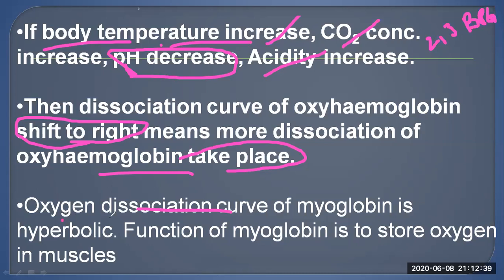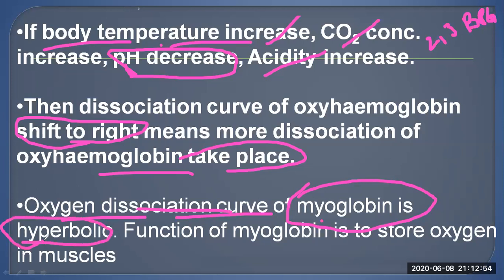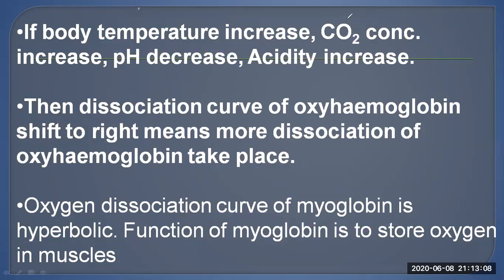Next is the oxygen dissociation curve of myoglobin. We will see the difference between myoglobin and hemoglobin later. In the case of myoglobin, it forms a hyperbolic curve with the oxygen molecule. And hemoglobin is the carrier of oxygen molecules, but myoglobin is the storage of oxygen in the muscle.